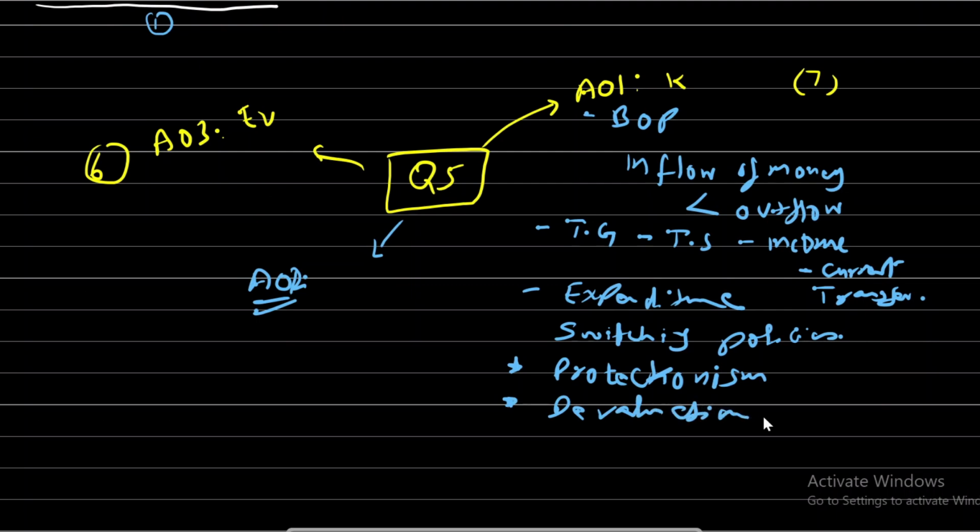Protectionism includes tariff, quota, embargo, and red tape. These are the methods of protectionism. And devaluation of currency is when the government deliberately reduces the value of its currency against other currencies to make exports cheaper, right? And it happens in a fixed exchange rate system. So this is the part of knowledge. You have to write everything that I was talking about here.